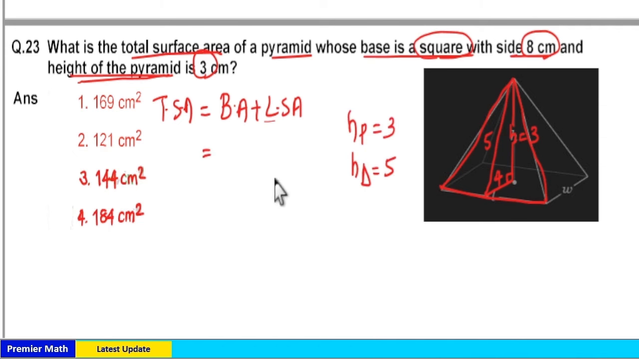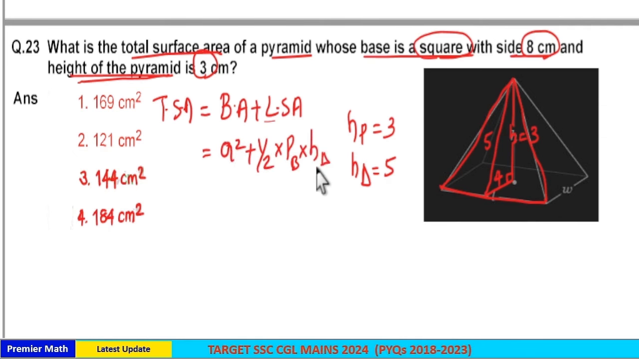Now base area means area of the square, and lateral surface area means half into the perimeter of the base into the height of the triangle.